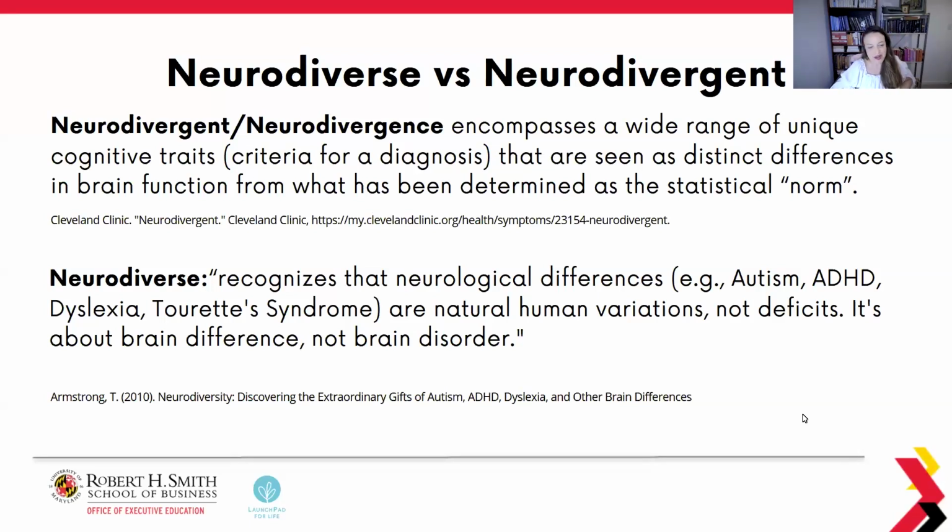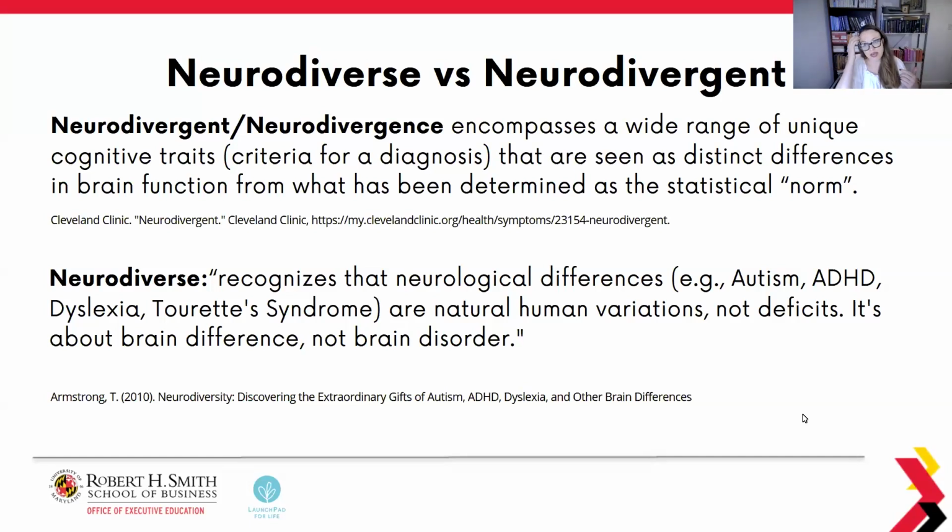We're going to get started by giving some definitions around what we're talking about today, because everybody benefits from being on the same page as far as what we're talking about. So I'm going to go into two terms, neurodiverse and neurodivergent, and then we'll also talk about a third term called neuroinclusion. So neurodivergent encompasses a wide array of unique cognitive traits.